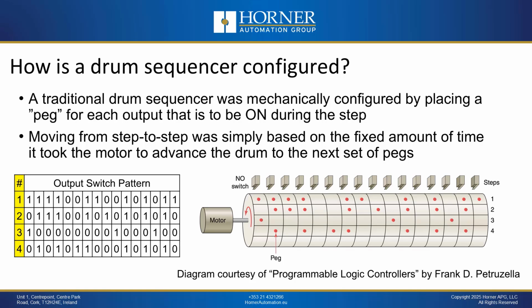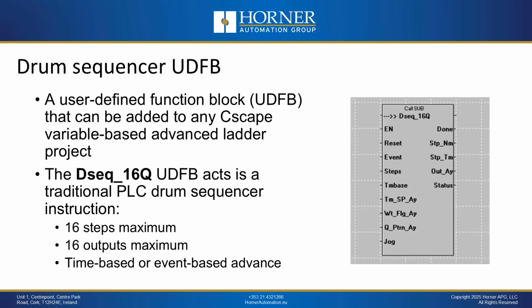So these can be useful ways of controlling sequential type machines. That is why we created the drum sequencer user-defined function block. Our drum sequencer is quite capable. It can handle up to 16 steps, it can control up to 16 outputs, and it can advance from step to step based on time. It can advance from step to step based on an event, like an input change in state, for instance. So it's a very capable UDFB.